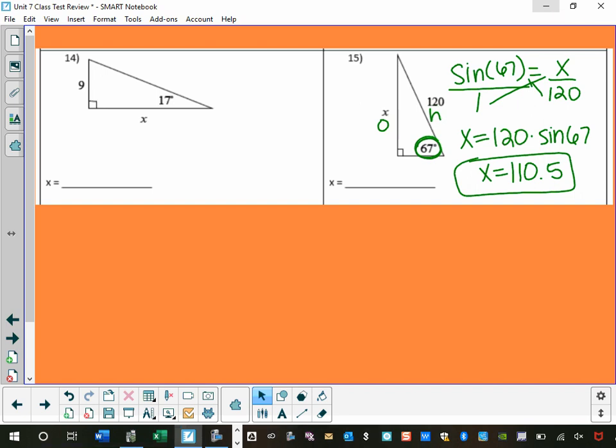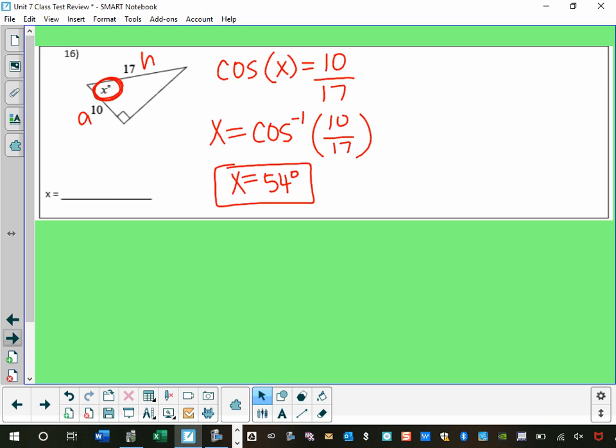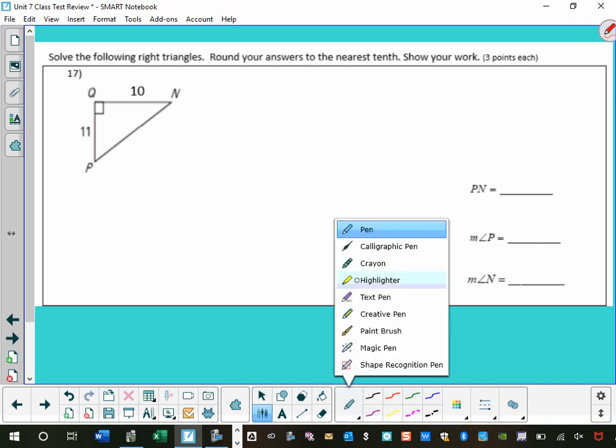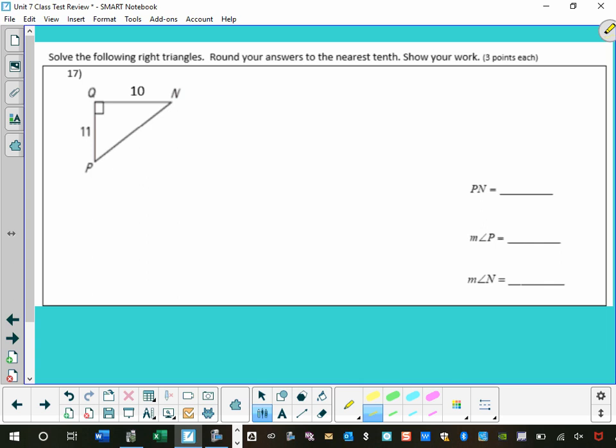All right, let's look at number 17. Let's solve the following right triangle. So it is your job to figure out what these missing values are. First, I need to find missing sides. They gave me 2 sides. I can find the third side by using the Pythagorean theorem. Let's say that's A, that's B, that's C. So if I do the Pythagorean theorem, I get 11 squared plus 6 squared equals c squared.